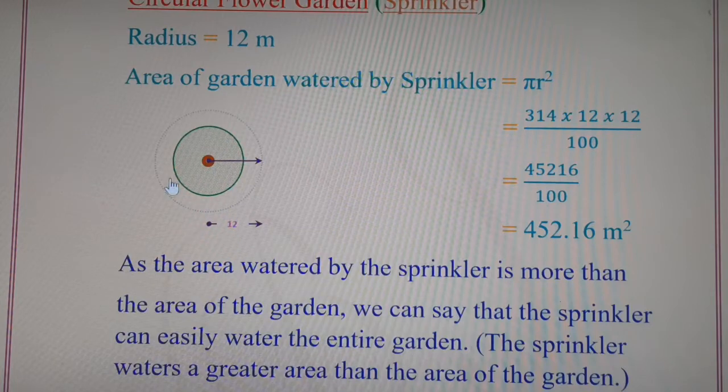The garden is represented by the green circle, and the green design in the middle is representing the plants grown inside the garden. The brown circle represents the sprinkler. So we'll write down the answer statement.